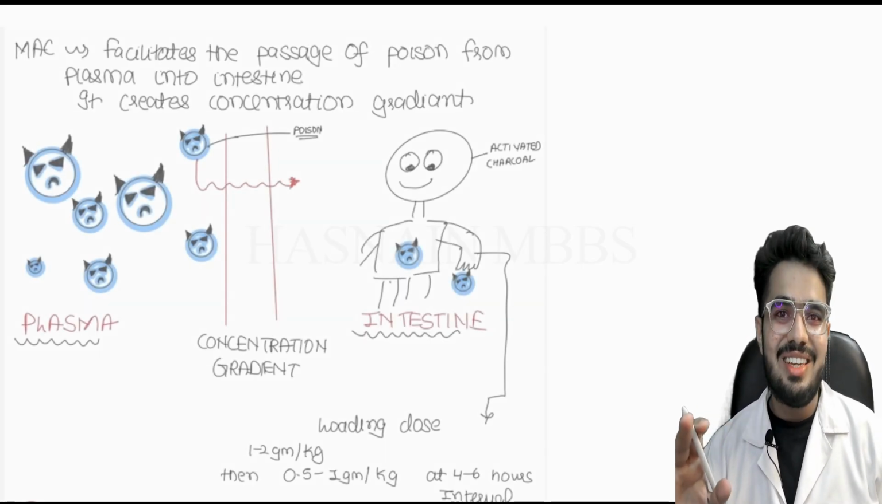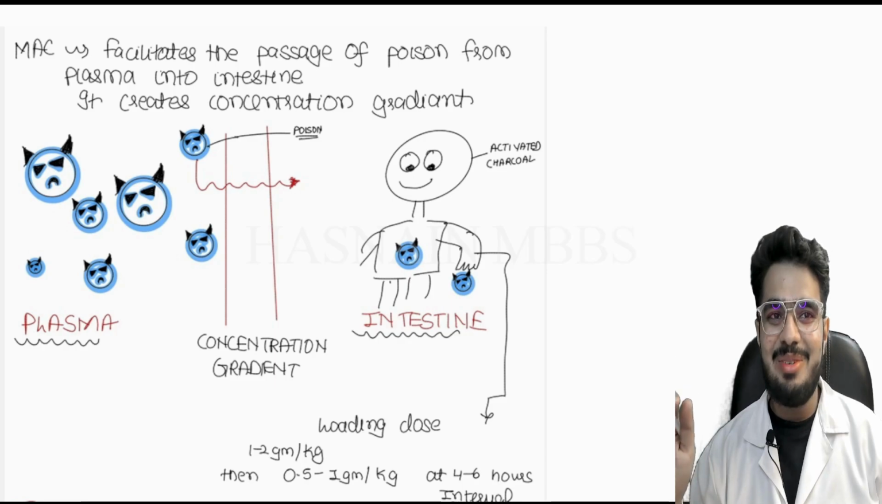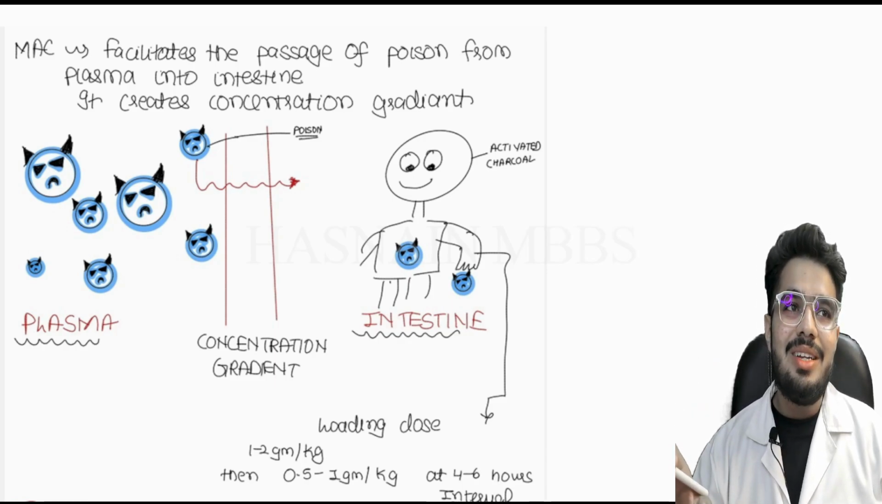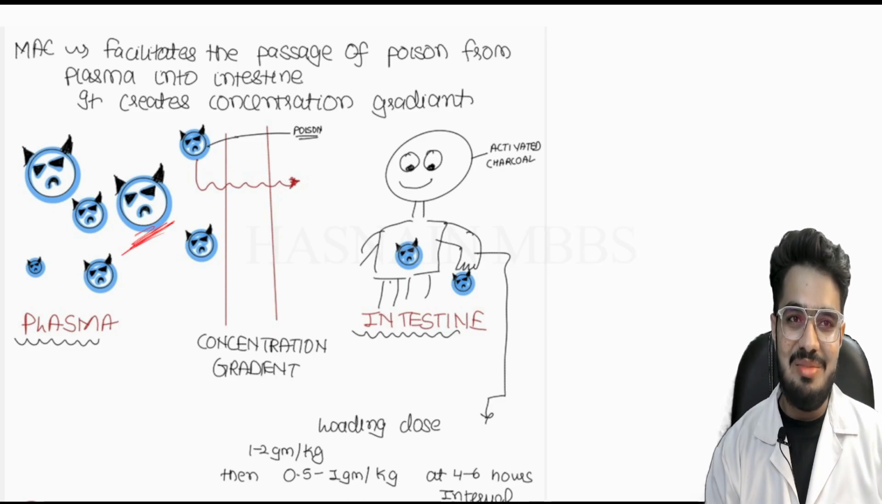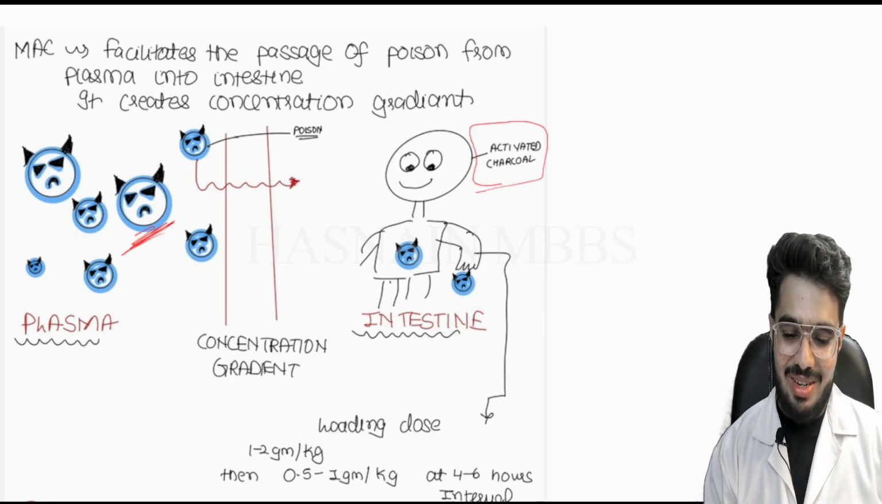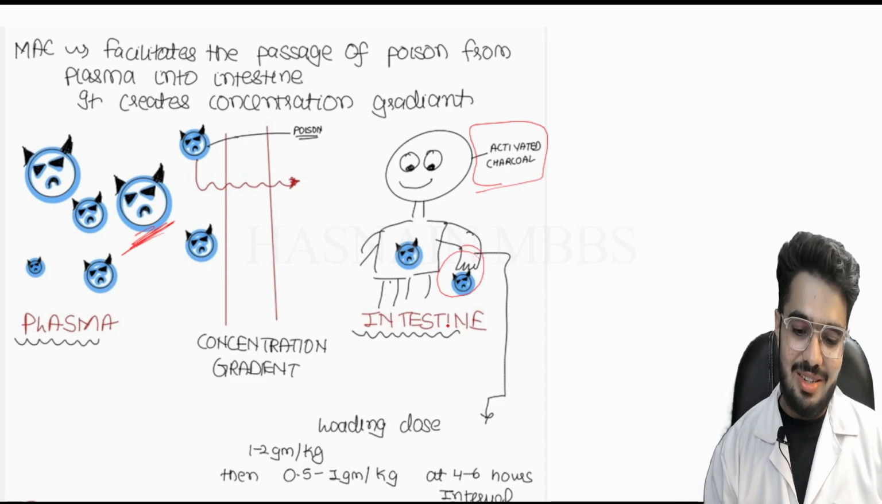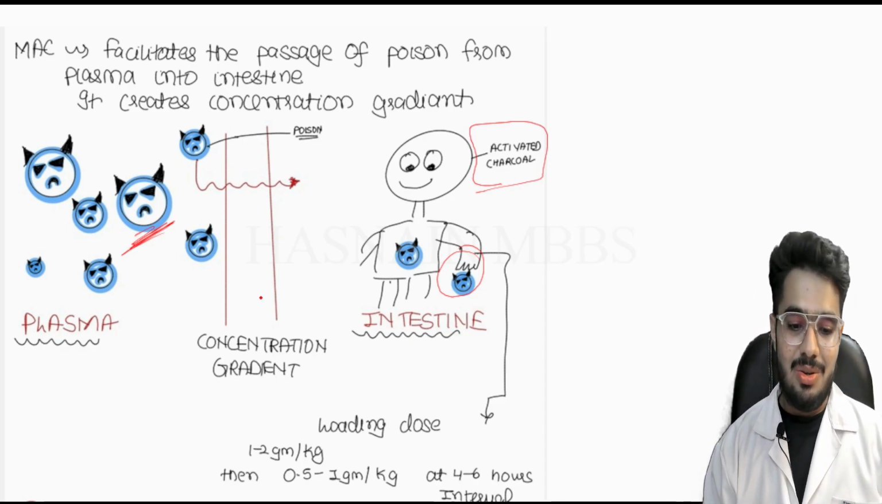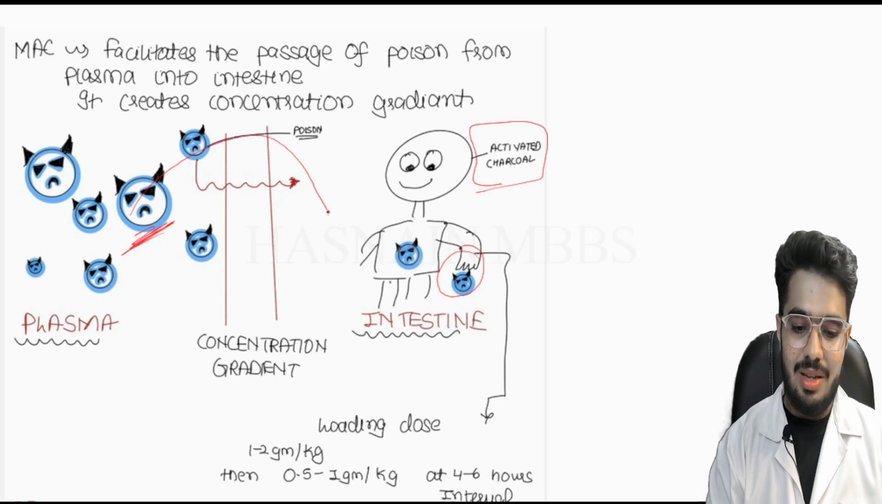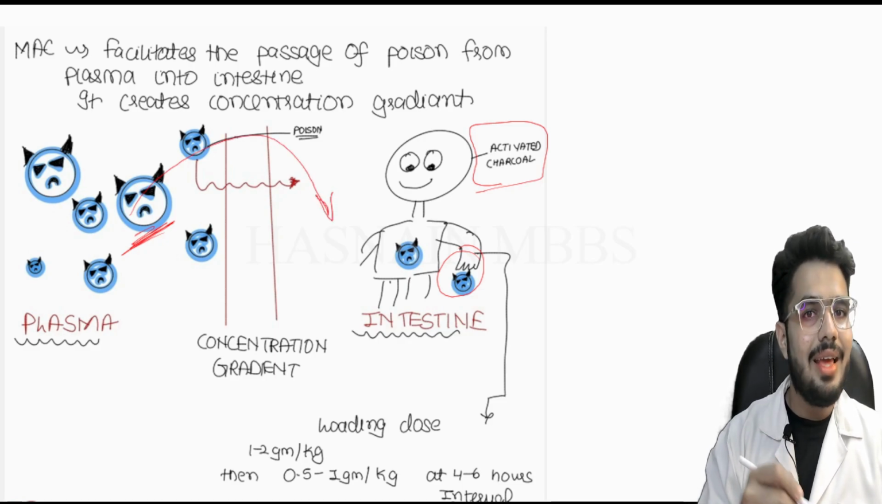So the question arises: how? I have created a very good drawing for it. Do not draw this in your examination, this is just for understanding. So multidose activated charcoal forms a concentration gradient. In the plasma, if you can see over here, these are our poison particles and this is our multidose activated charcoal. It binds with the poison, and as a result there is a concentration gradient between the plasma and the intestine. So the poison from plasma will come inside our intestine and it will get excreted.